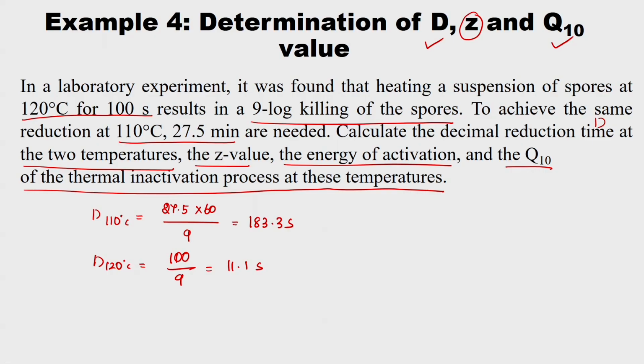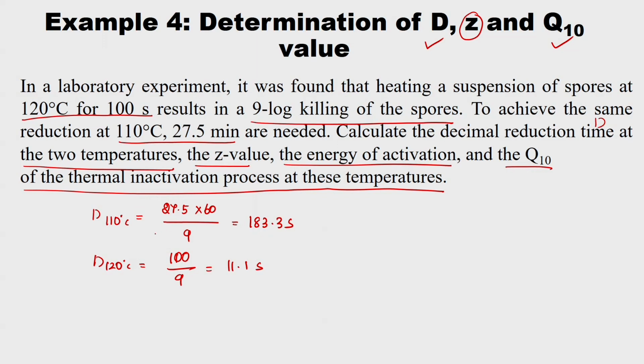So now calculate the D value. D value, how to calculate, we learned, right. They are telling that for 9 log. So 1 log reduction only we talk about, right. So D value is nothing but when 1 log reduction, what is the time requirement? So 9 log it is 27.5 minutes, means for 1 log it is 183.3 seconds, and D120 is nothing but 11.1 second. So we have calculated D and Z value, right.